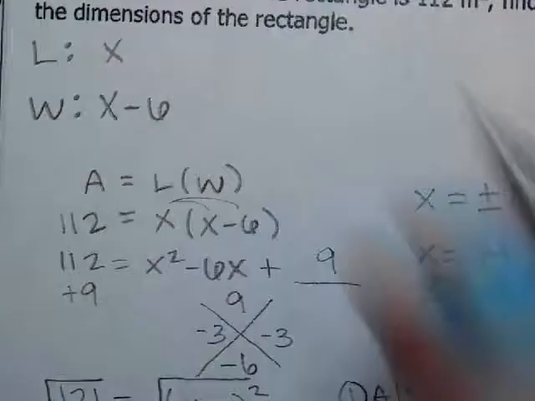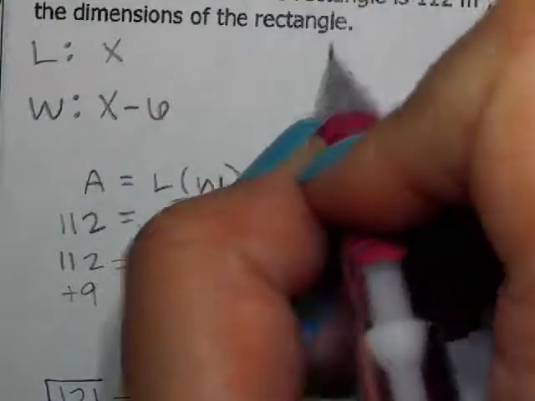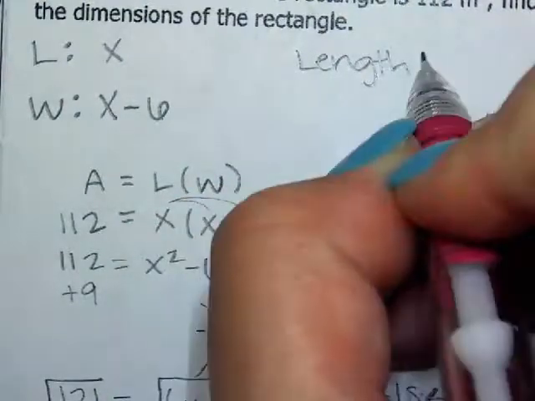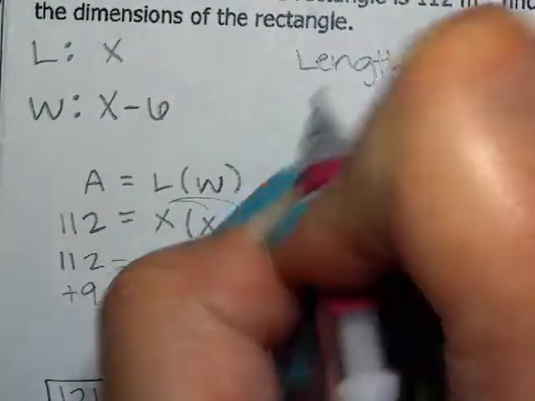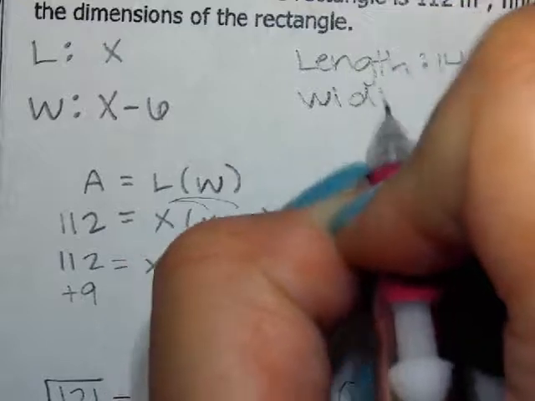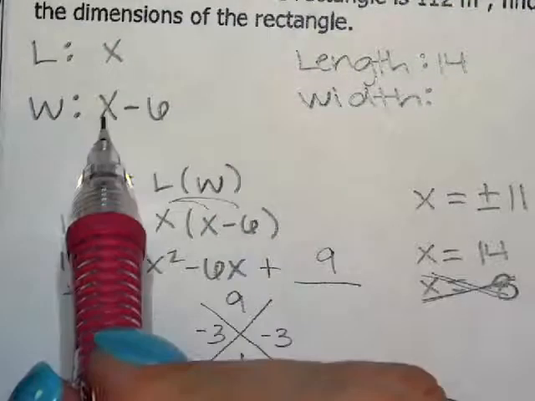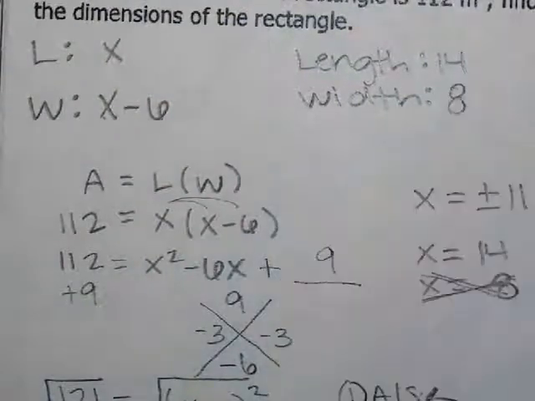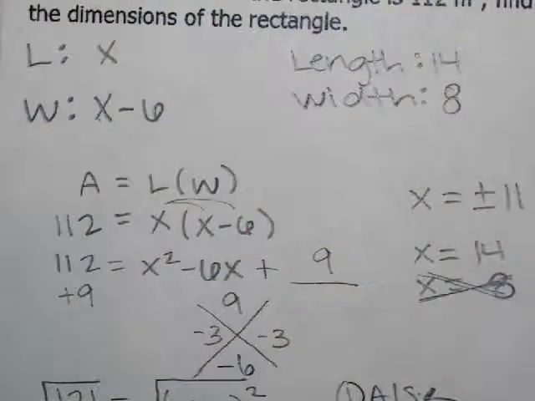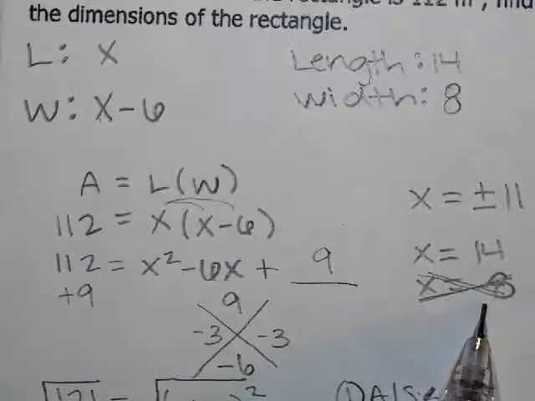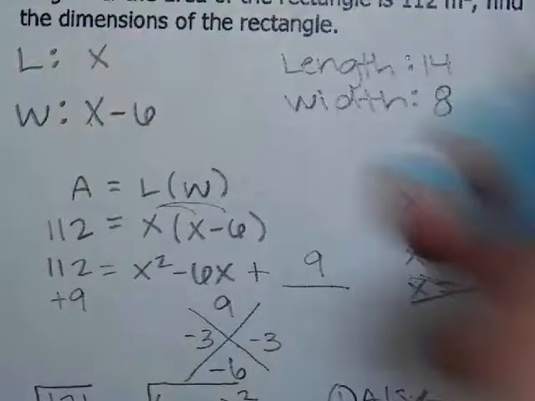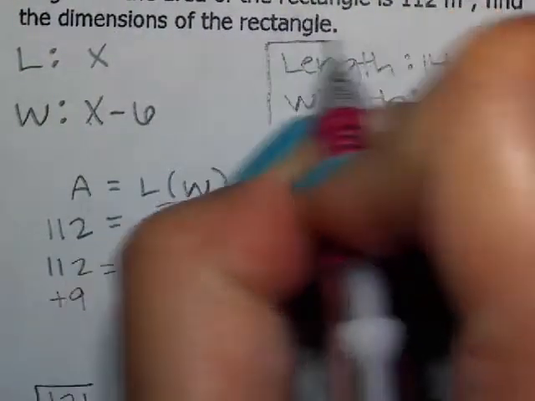So we're going to say the dimensions of the rectangle, the length is 14. The width is 14 minus 6, which is 8. The fact that it is the positive version of the answer we crossed out is a coincidence. We can't automatically assume that's going to be the case every time. That was a coincidence. All right, there are the 2 answers we have.